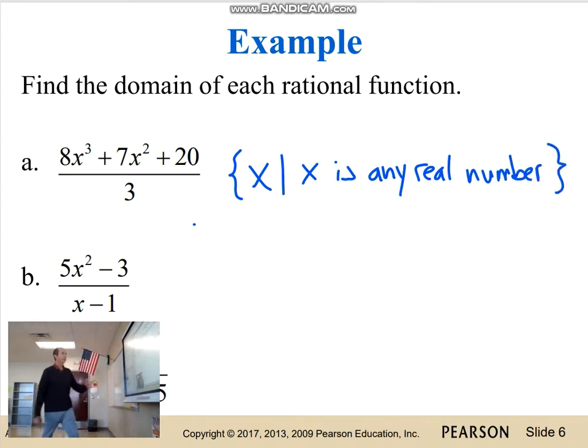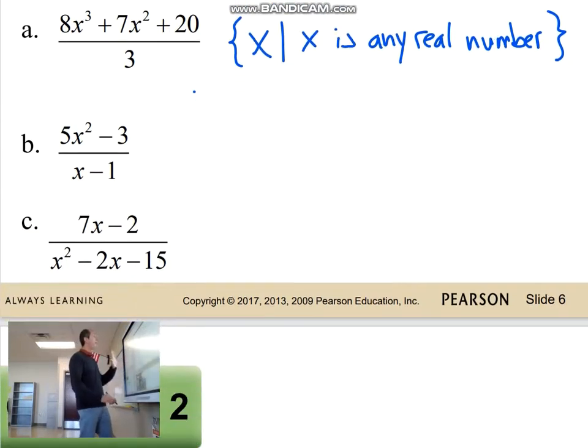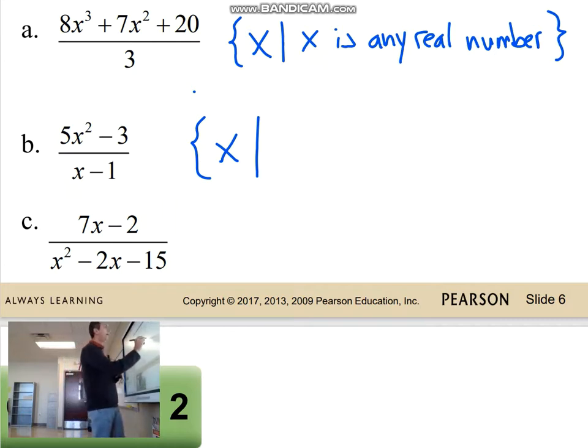Now the next example is a different situation. We have the denominator x minus 1. What is the value of x that makes the denominator equal to 0? If x equals 1, then 1 minus 1 is 0, and we don't want that. We will exclude x equals 1 from the domain. So the domain is x such that x is any real number different from 1. Okay?